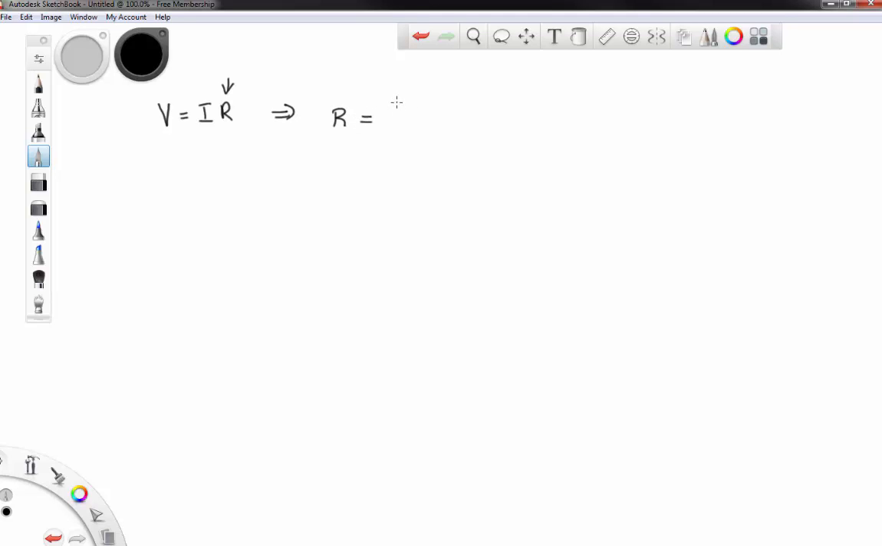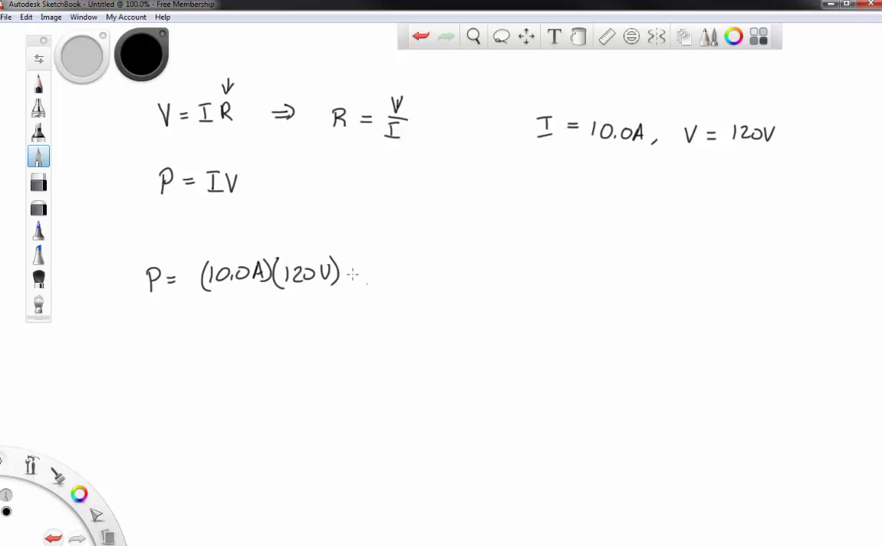I'll leave you to do the extra steps of algebra, but R is equal to the voltage divided by the current. The other equation that we need to use is that power is equal to the current times the voltage. Alright, so we were given that the current is 10 amps, and that the voltage draw was 120 volts. So this means that the power is 10.0 amps times 120 volts.